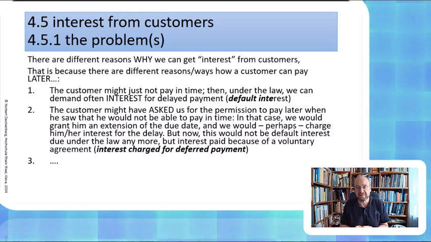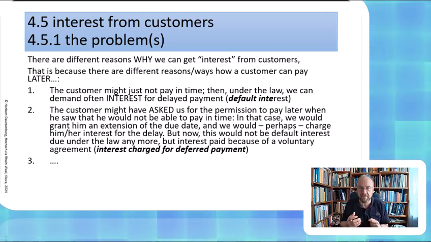Then it might be that the customer might have asked us in advance, I see that I will not be able to meet the deadline for payment. So he asks us for the permission to pay later. That might be called an interest charge for deferred payment. And the difference to the situation before is just that now we gave an agreement. So now it's a more or less voluntary renouncing of punctual payment in time, for which we get a payment, the interest.